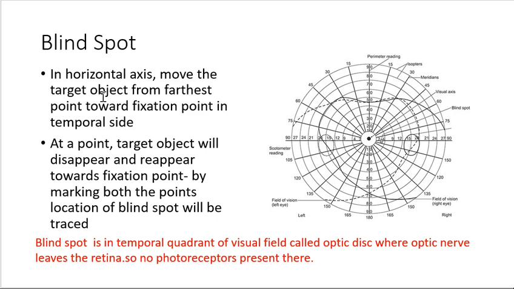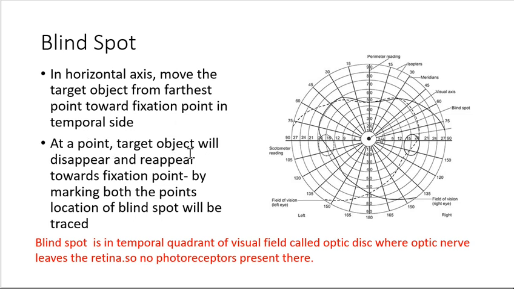Okay, now blind spot mapping. Blind spot mapping is also done in the same way, in the horizontal axis. Move the target point on the temporal side, since we are talking about the temporal field. On the horizontal axis we have to measure the blind spot. So move the target object from the farthest point toward the fixation point on the temporal side.